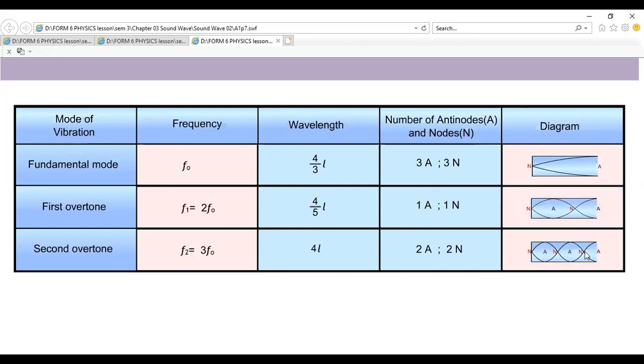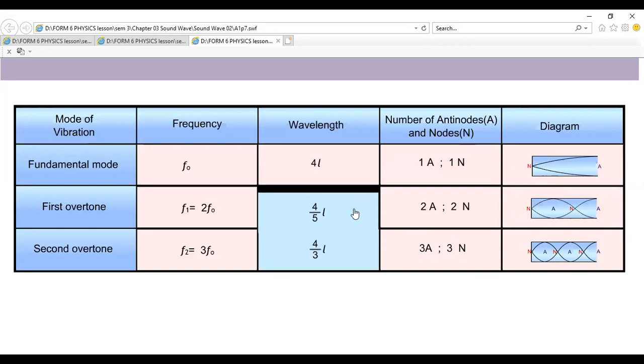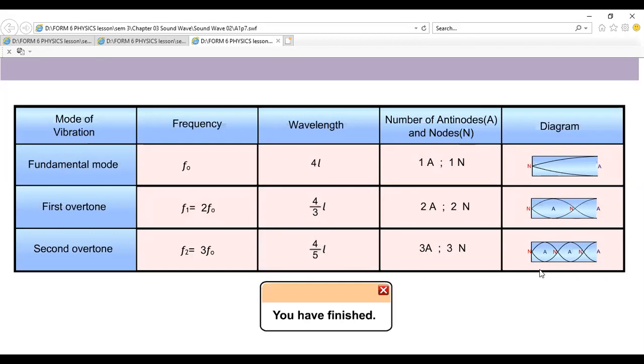So from here, we can notice how many knots and how many anti-knots. One knot, one anti-knot; then two anti-knots, two knots; last, three anti-knots and three knots. So the wavelength will be 4L, 4 times the length becomes one wavelength. The second one will be 4 over 3L, and for the second overtone, 4 over 5L.